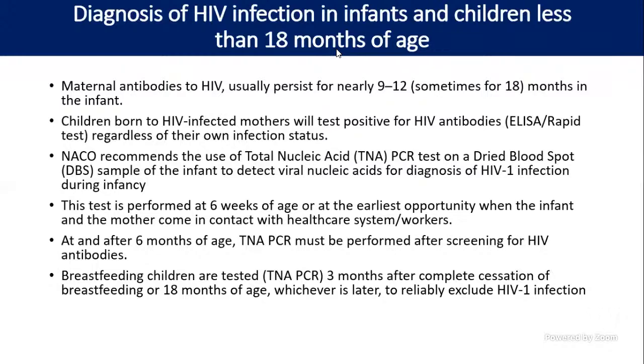Secondly, at and after 6 months of age, if the child presents at around 6 months of age, again the total nucleic acid PCR must be performed after screening for HIV antibodies. And breastfed children are tested by PCR 3 months after complete cessation of breastfeeding or after 18 months of age, whichever occurs later, to reliably exclude the HIV infection.